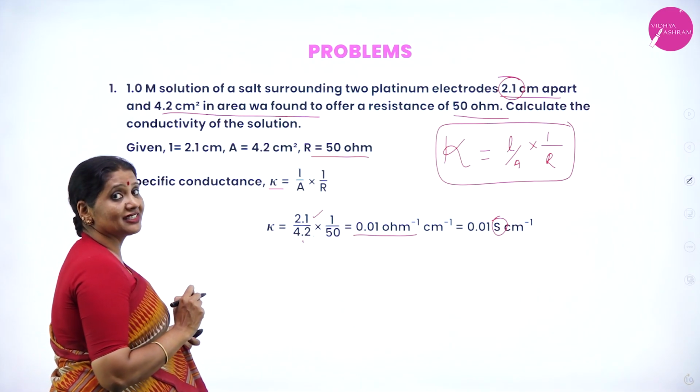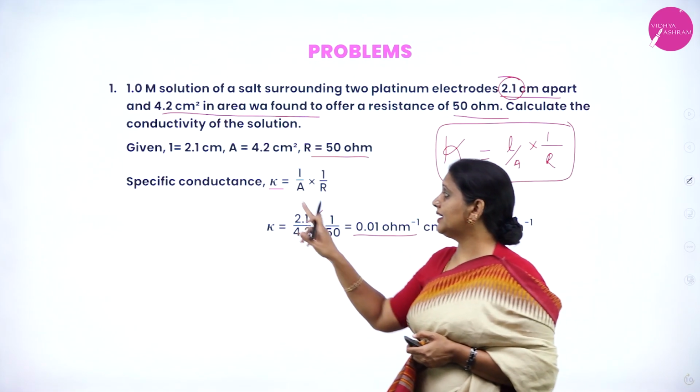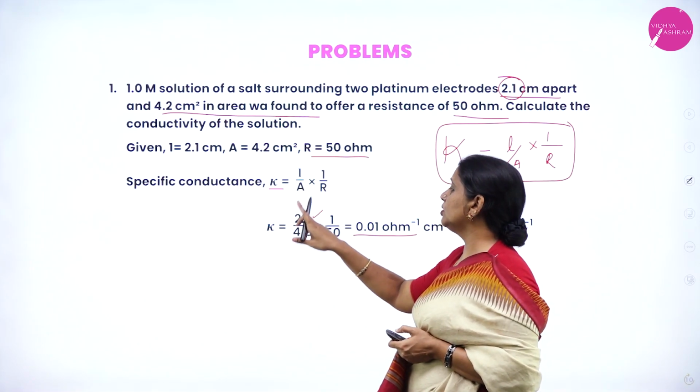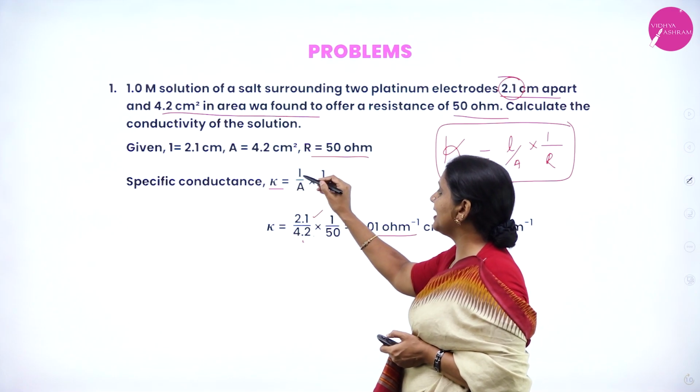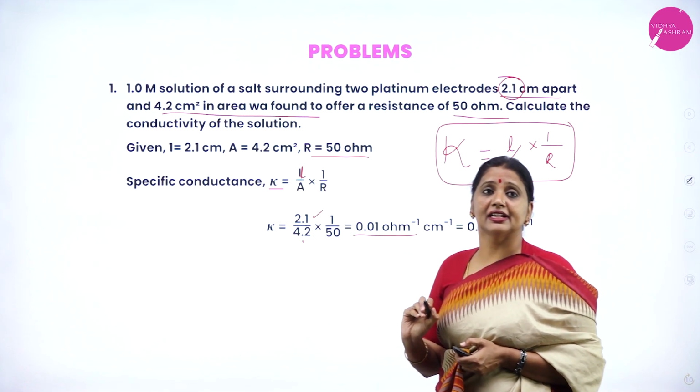So what's the formula to find out specific conductance or conductivity? The specific conductance or conductivity is denoted by kappa. Kappa is equal to L by A into 1 by R.